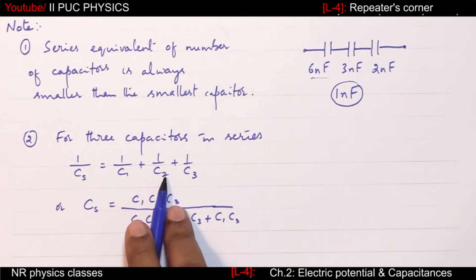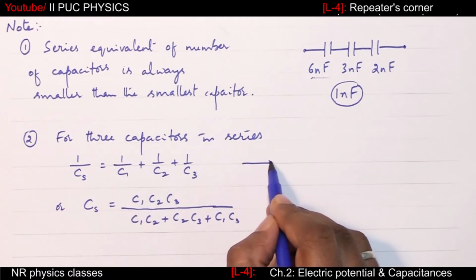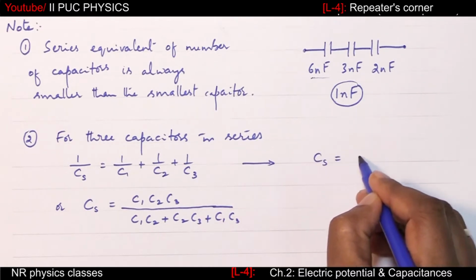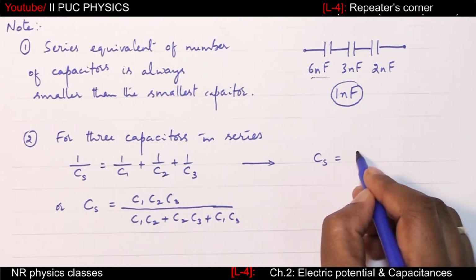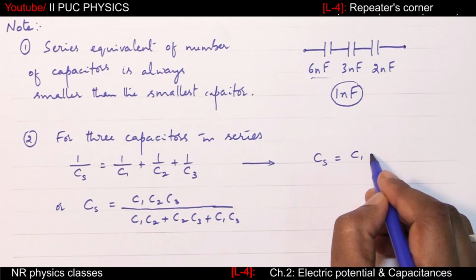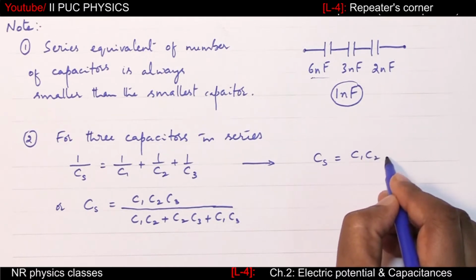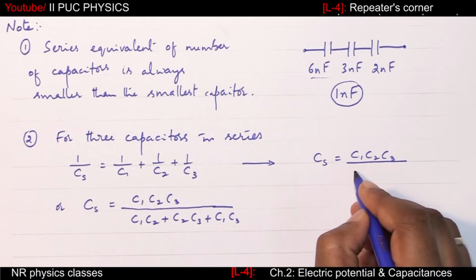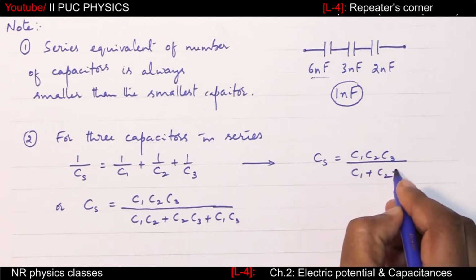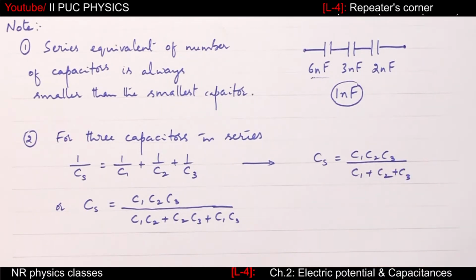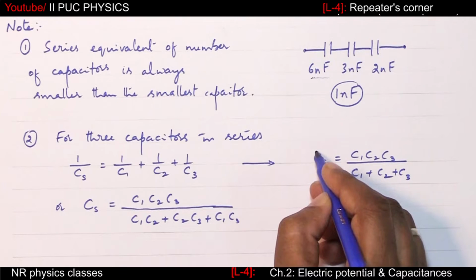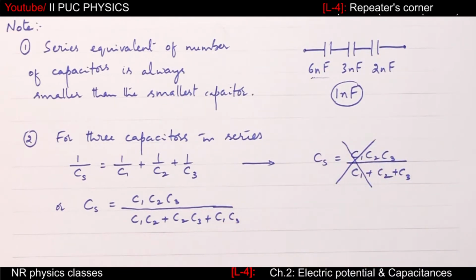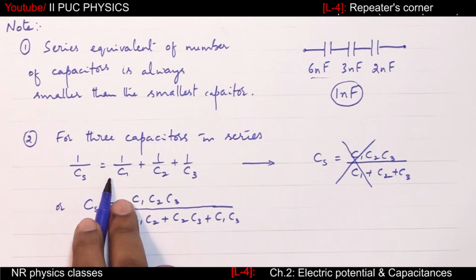And which is the common mistake means, when we solve this, we think that Cs is C1 C2 C3 by C1 plus C2 plus C3. So this is the common mistake. This is not the answer. This is not the required equation. That is the second note.